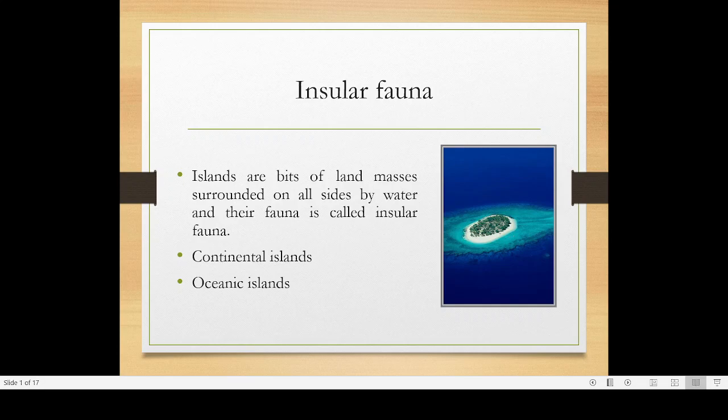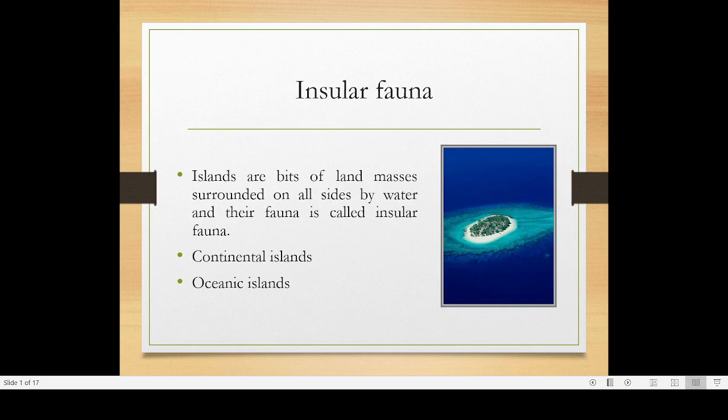Now, the animal diversity of an island will be completely different from the animal diversity of a continent. In a continent, we can find many different types of animals. But take the case of Lakshadweep. If you have any friends from Lakshadweep, ask how many types of mammals, amphibians or reptiles there are. They will have a very limited number and also limited diversity of these animals.